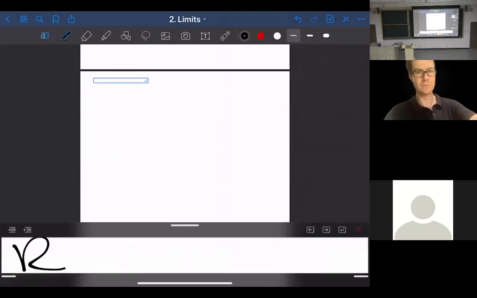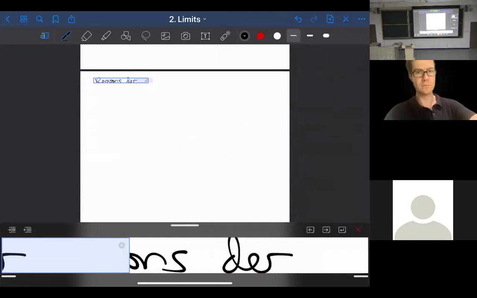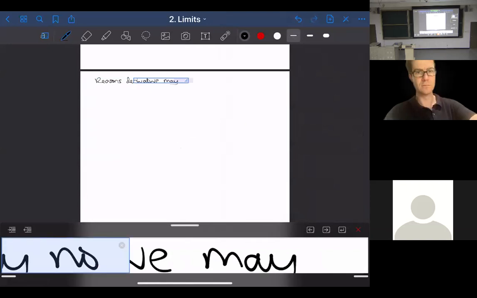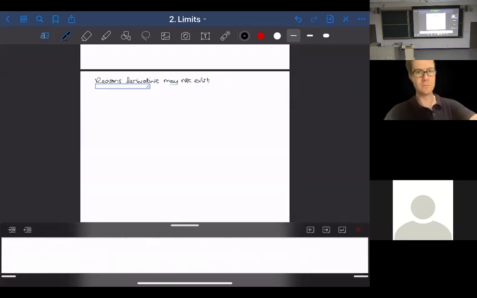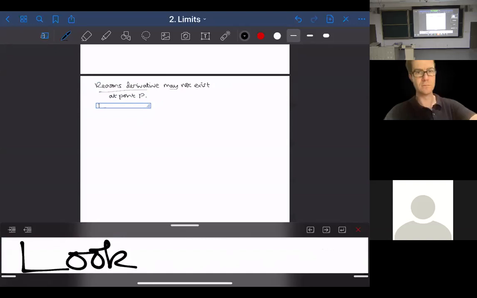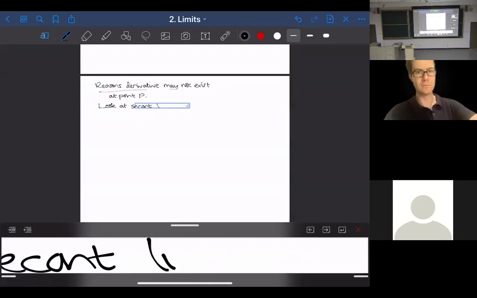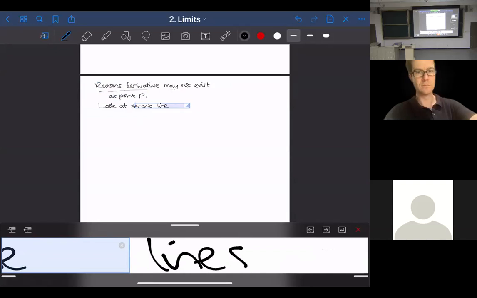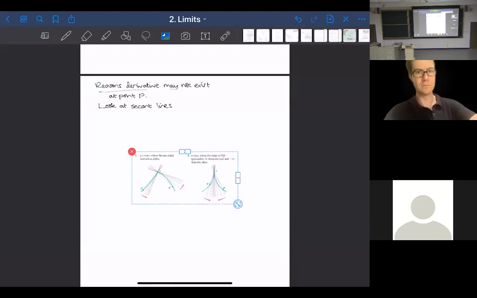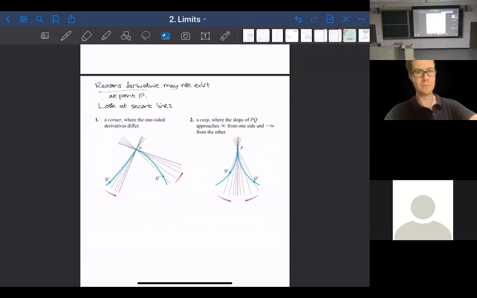Okay, so some reasons a derivative may not exist at some point P. So again, we started with this picture of secant lines getting closer and closer to the tangent. But sometimes they can't. Or they do, but that tangent is vertical. So the limit doesn't exist. So let me just, for this, copy in some beautiful pictures from the book. So the first one is a corner.